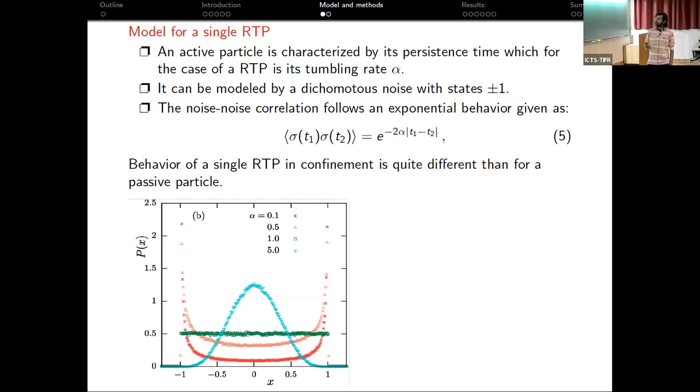And if you look at the behavior of this RTP in a trap, so this is basically in a harmonic trap, and you can see that alpha equal to 0.1 is more active compared to the higher values of alpha. For higher values of alpha, the probability density has a peak near the minimum of the trap, whereas for higher activity, or lower values of alpha, it tries to accumulate towards the boundary of the confinement. This is some interesting behavior that you can see even at the single particle level. So we want to look at how it changes when we consider the interacting chains.